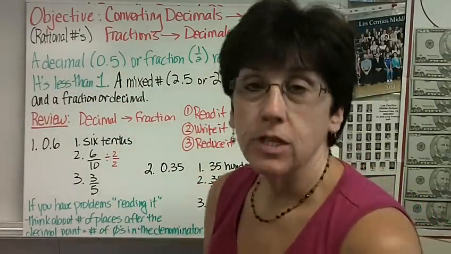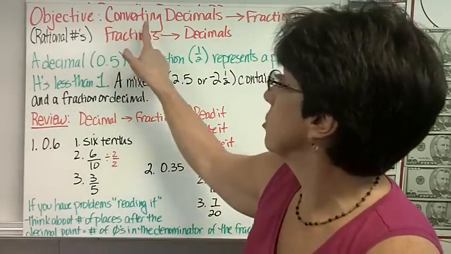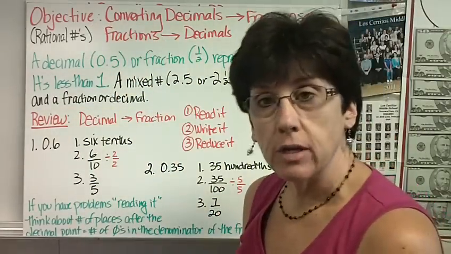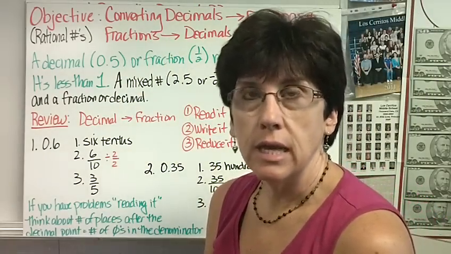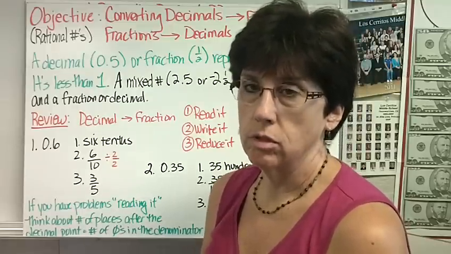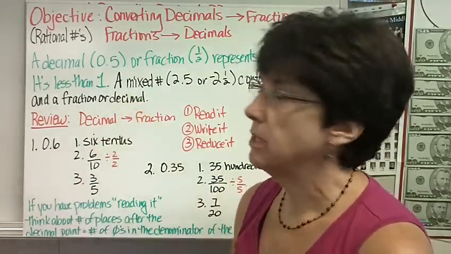Today's objective is rational numbers. What we're really doing with the rational numbers are converting decimals to fractions and fractions to decimals. Now, 90% of this is review, so there's a lot of writing, but most of it's review, okay? So you don't have to write it all down.